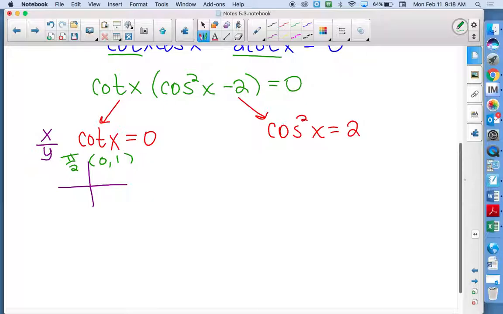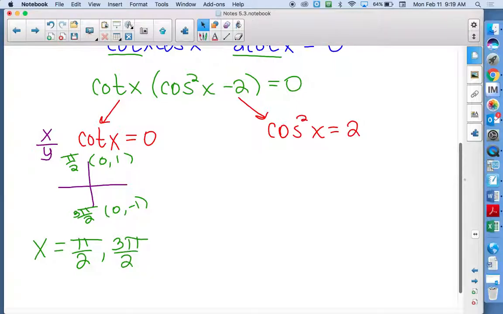Great, where else? Negative pi over 2. Instead of negative pi over 2, what would that value be if it's positive? 3 pi over 2. At 3 pi over 2, our ordered pair is 0, negative 1, and we take x divided by y. We also get a cotangent value of 0. So right now, specific solutions for cotangent would be pi over 2 and 3 pi over 2, because that's when the cotangent is 0. That's when x divided by y, 0 divided by 1, is equal to 0. Let's look at the second one.